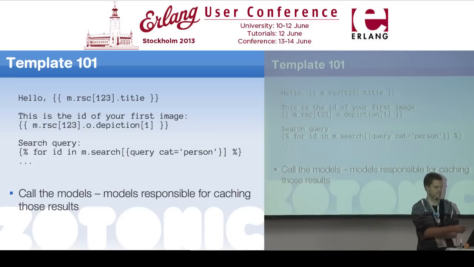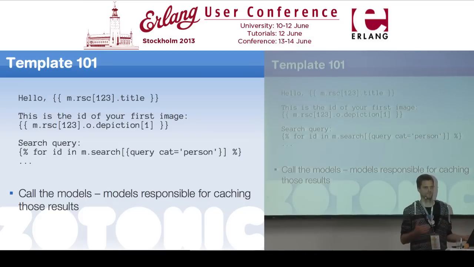I just found out actually that this syntax is not standard Django syntax because DTL does not allow the square brackets, which I think is a pretty big thing that it misses. But it's just a template, and you can just say, hey, give me the title of thing number 1, 2, 3, the page with that ID. And what this actually does is it calls out to the model of a resource. The RSC stands for resource. Resource is the base data model of Zotonic, so it contains basically all the different pages that you have.